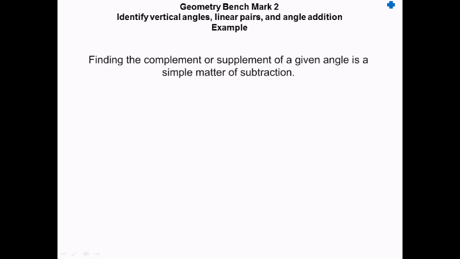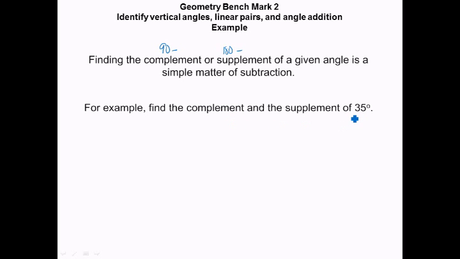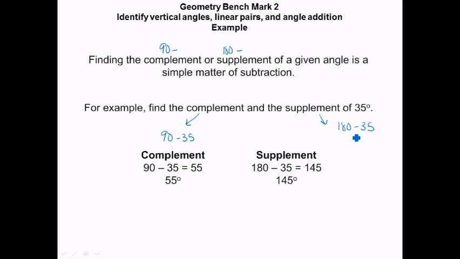Okay, so finding the complement or supplement involves subtracting. If it's a complement, 90 minus. If it's a supplement, 180 minus. Finding the complement and the supplement of 35. To find the complement, I'll do 90 minus 35. To find the supplement, I'll do 180 minus 35. 55. 145. Any questions on that part?